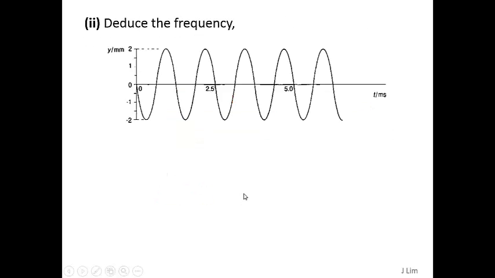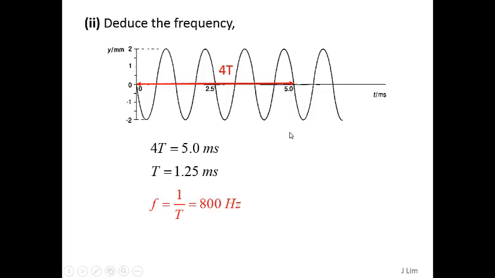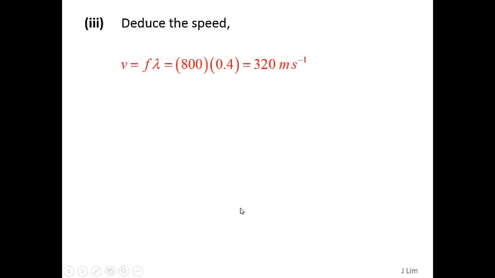Deduce the frequency. So this is 4 periods, 1, 2, 3, and 4. So 4 periods is 5 milliseconds. So the period is 1.25 milliseconds, and the frequency is 1 over T. Let's say 800 Hz. Deduce the speed.